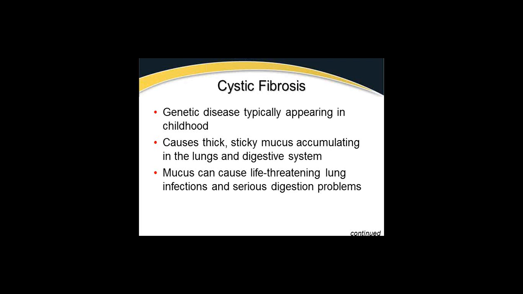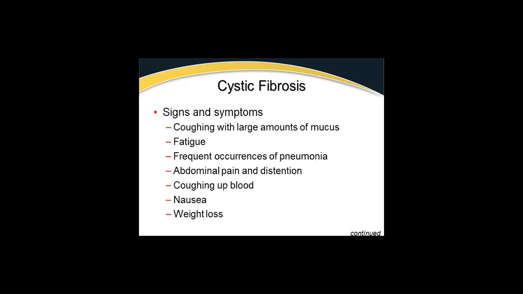Adults can have it. The thing about most cystic fibrosis, though, is they don't have terribly long lifespans. It causes thick, sticky mucus accumulating really in all parts of the body, but mainly the lungs and the digestive system. We think of cystic fibrosis as strictly being a respiratory problem, but it actually is multiple issues. This mucus can cause a life-threatening lung infection, as well as problems with digestion.